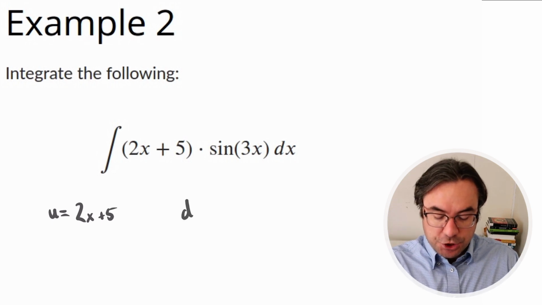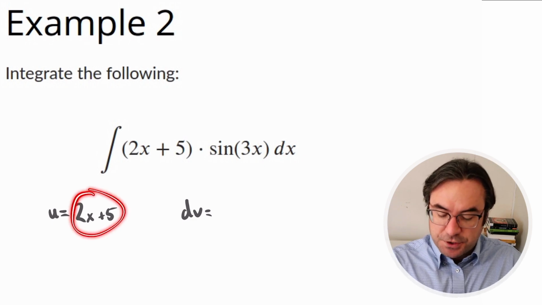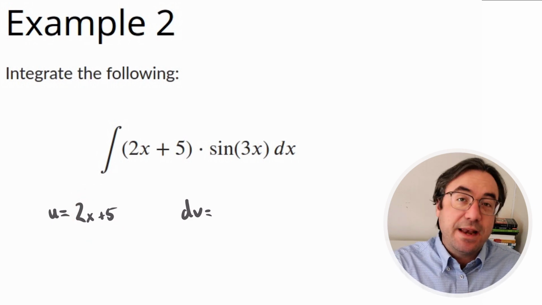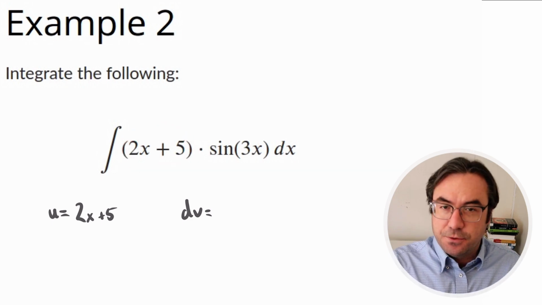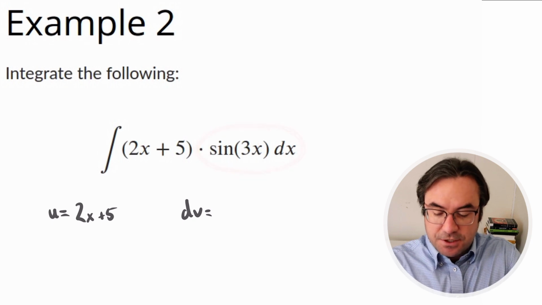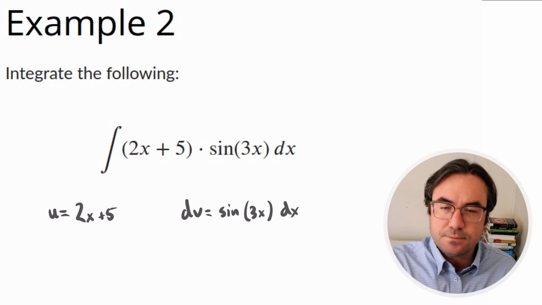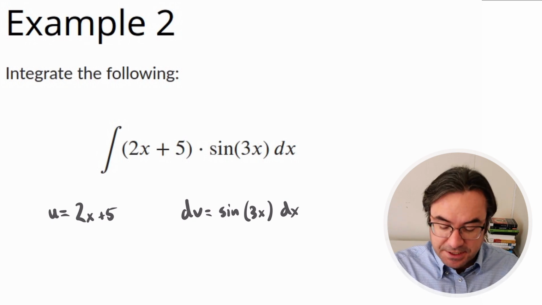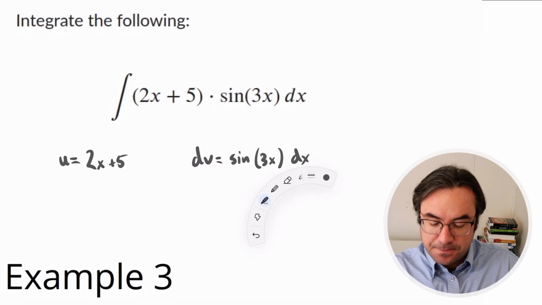And then we want to choose dv. Once you've chosen u, your hand is kind of forced. So dv just has to be everything else that's left over. Since we already made this our u, then everything else is going to be our dv here. So sine of 3x dx. All right. So we have the two pieces. We still have to get the other ones.